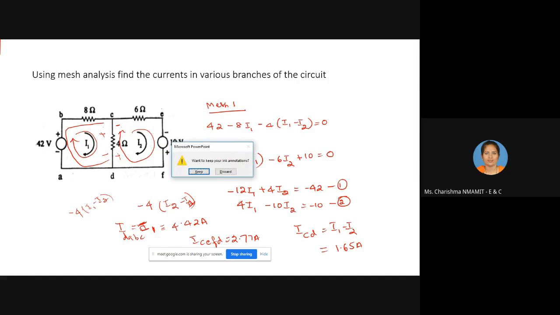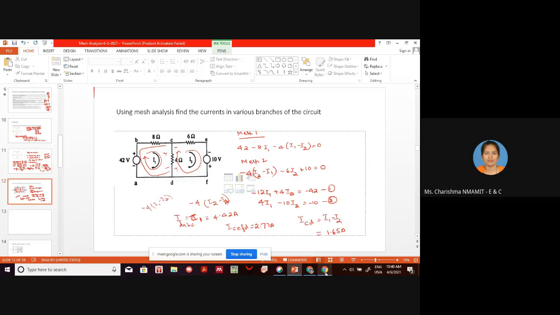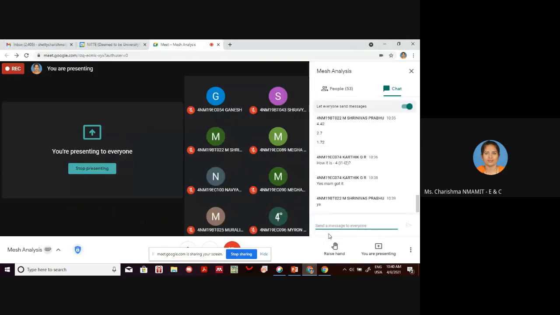Did you get the answer? Any doubts? I1 is 4.42, I2 is 2.77, and the current in the branch CD is nothing but 1.65.